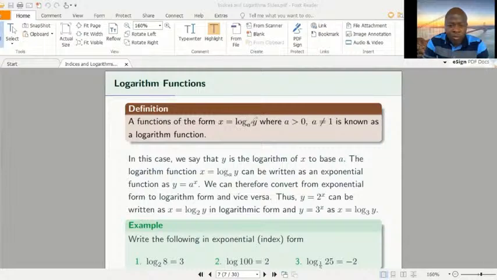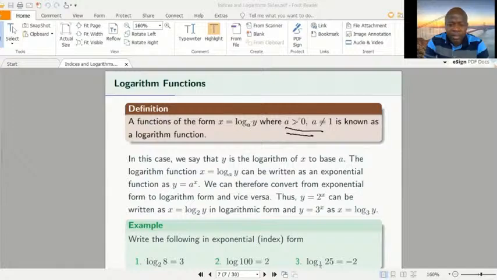The log of y to base n. And the important thing about this base is that it must be greater than 0 and it should not be equal to 1. So you cannot have something like log of 3 to base 0. You cannot have something like that. And then we cannot have something like log of 7 to base 1. Let's avoid those. That is what this condition here says.